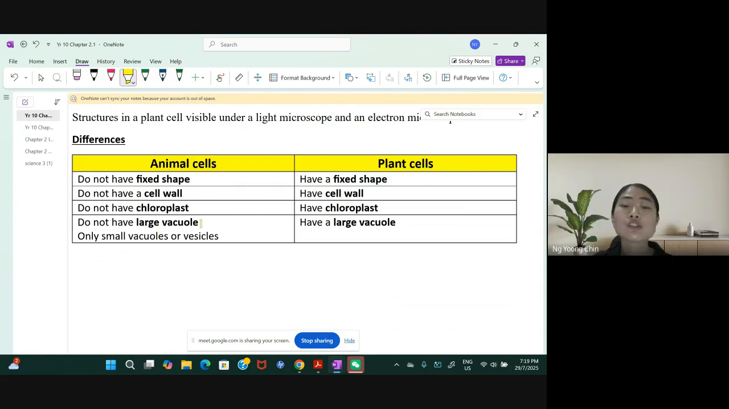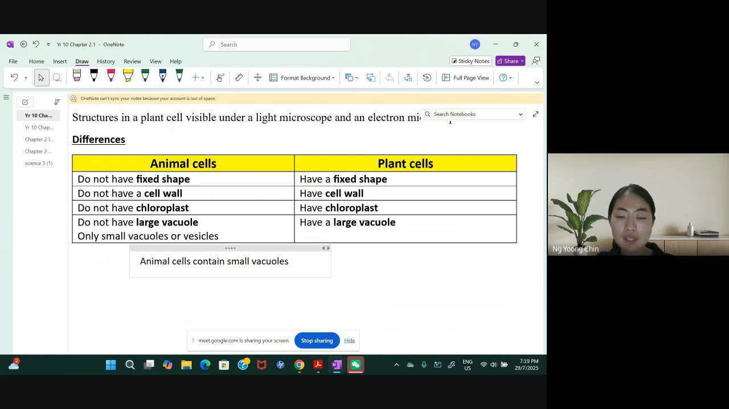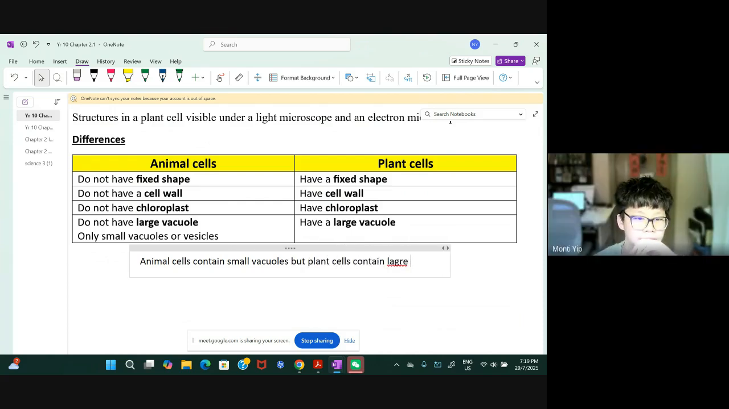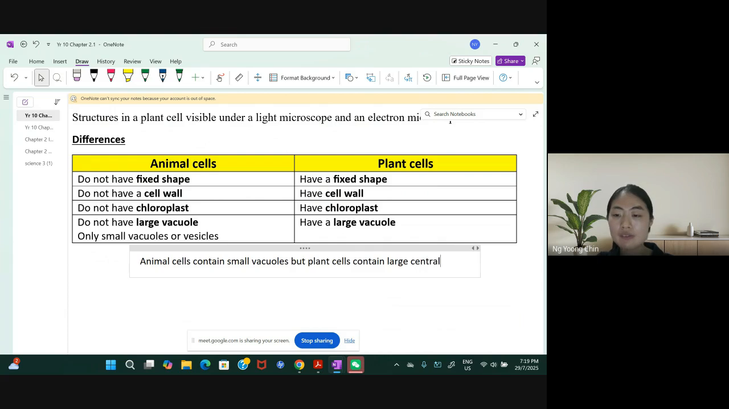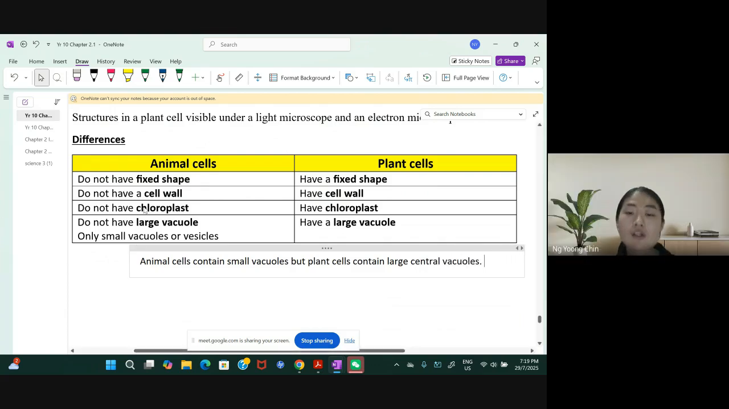Okay. You just need to know how to write a comparison. Like, animal cells contain small vacuoles, but plant cells contain a large central vacuole. You just write something like this: comparison between animal cell and plant cell. Okay, that's all.